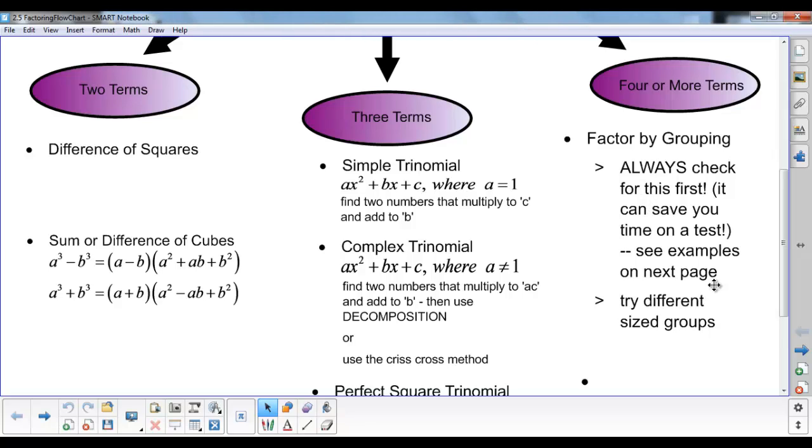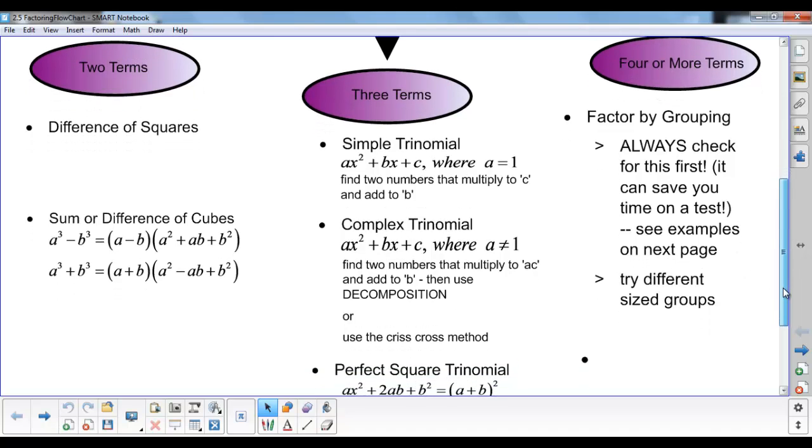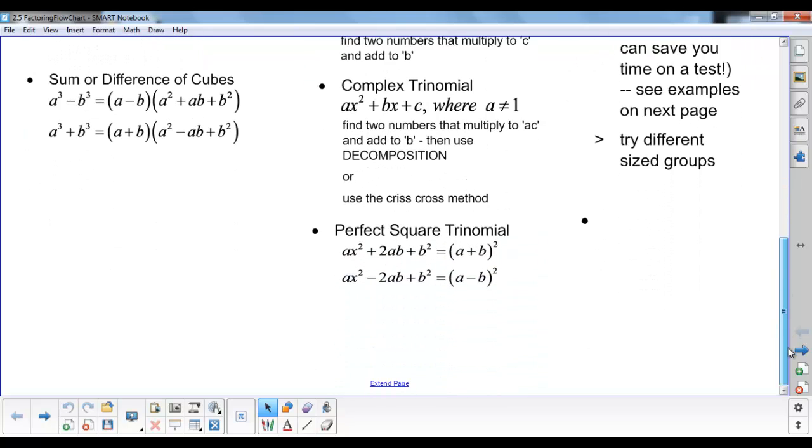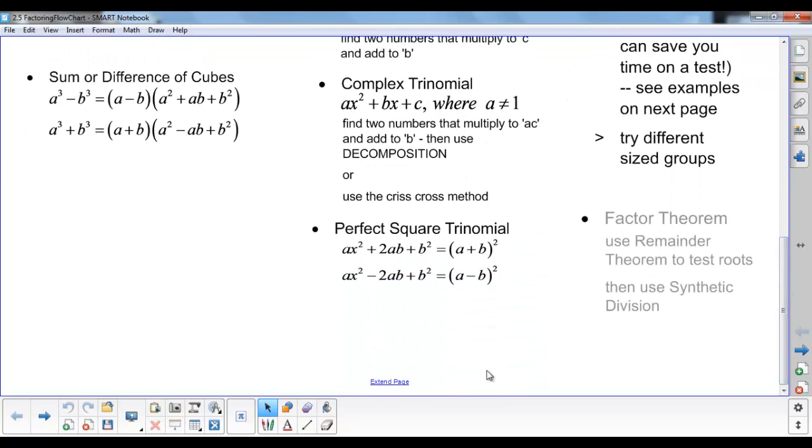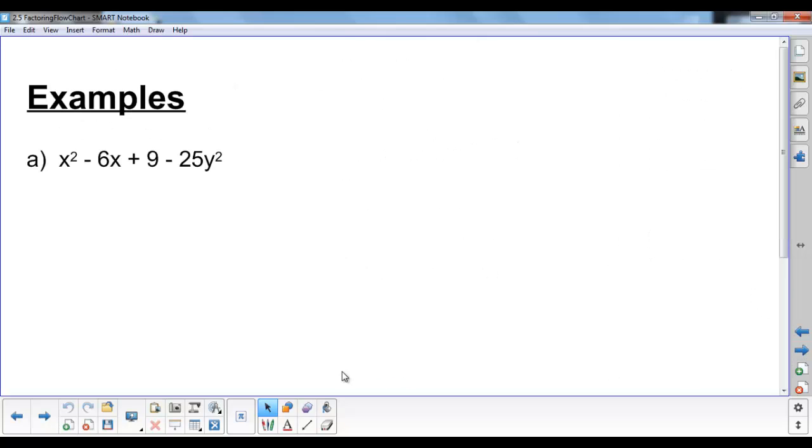And remember, you don't always have to do two groups of two. Let's say if you had a polynomial of four terms, sometimes a group of three and a group of one would work. And then finally, if you have a degree 3 or anything higher, you can try the factor theorem. That should probably be your last resort, because you want to check quickly to see if you can do any of these other methods, because they are all much shorter than doing factor theorem. So we'll go ahead and do those two examples really quickly.